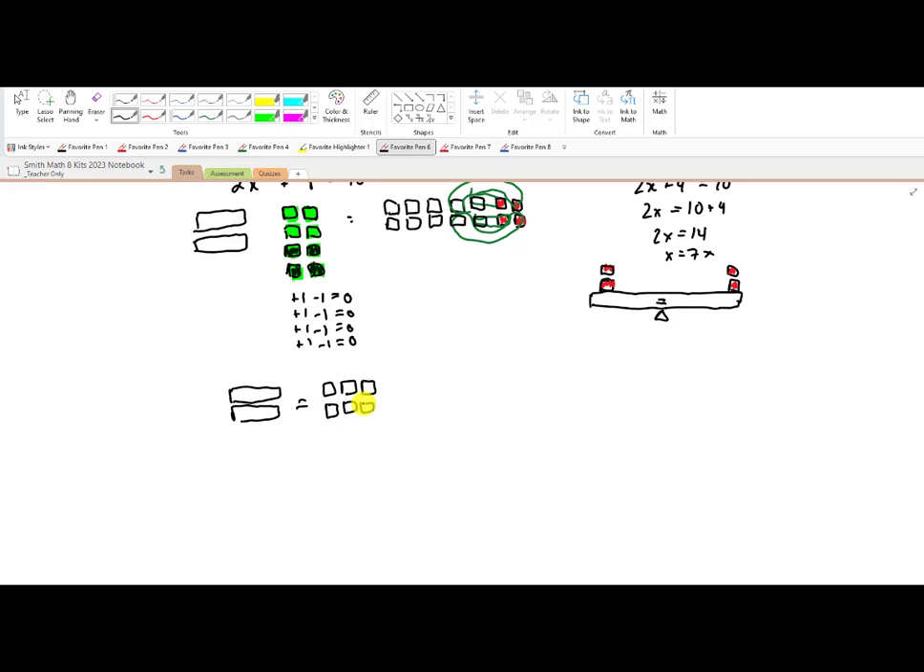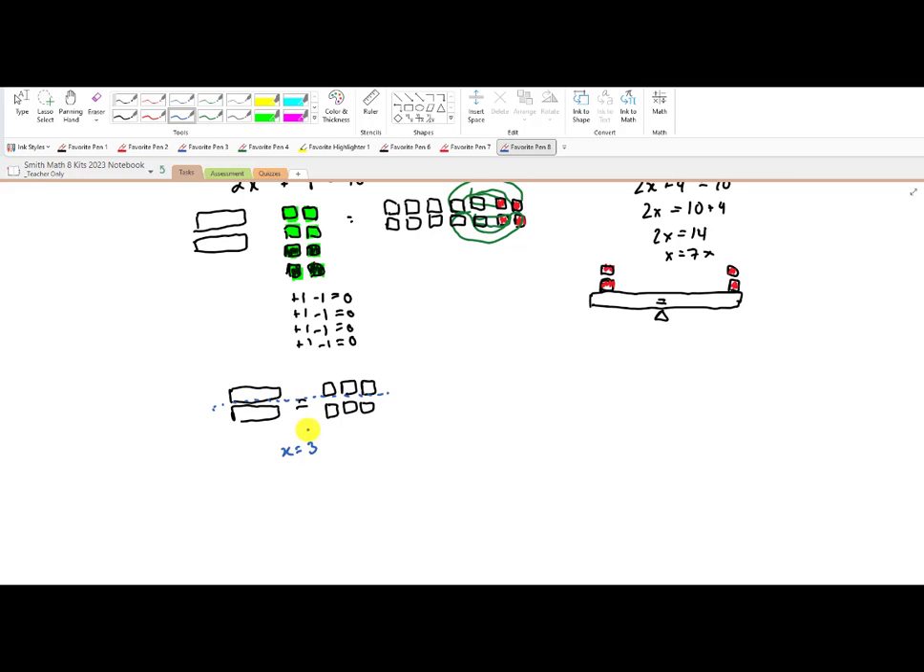So now I have all my x's on one side. So now I'm ready to say x equals something, and we can see how that proportion works out. You can see here that each x is the same as 3 squares. So x equals 3. So that's using algebra tiles.